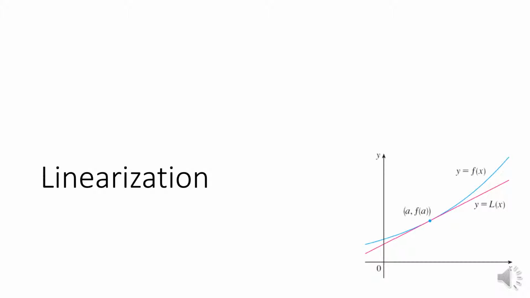So the first technique I'm going to be going over is linearization, in which you generate a line which approximates the values of a function near a particular point. And you can also think of this as the tangent line at that particular point, or as a first-degree Taylor polynomial, and that's another technique of approximations.